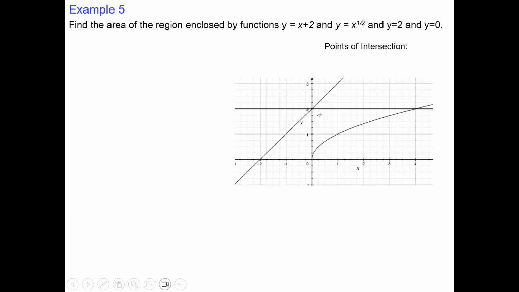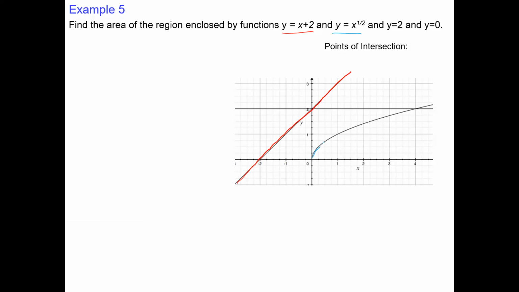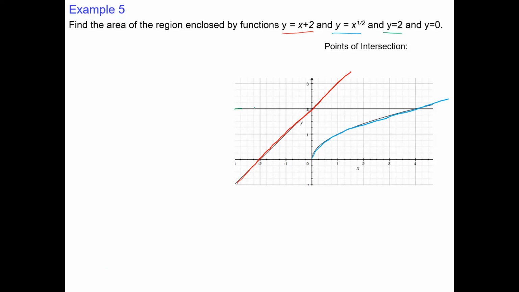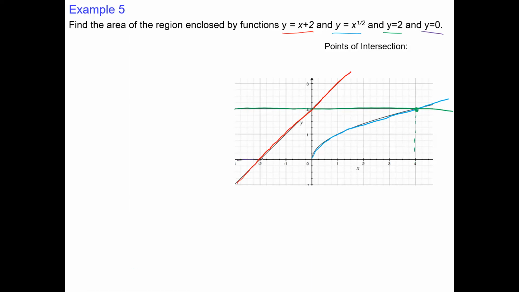x plus 2 is a line. It's just the line with slope 1 and y-intercept 2. Square root of x, we also know. That's the square root of x. Now I will draw the horizontal line y equals 2, intersecting the curve, since square root of 4 is 2. Then it's easy. And y equals 0 is actually the x-axis.